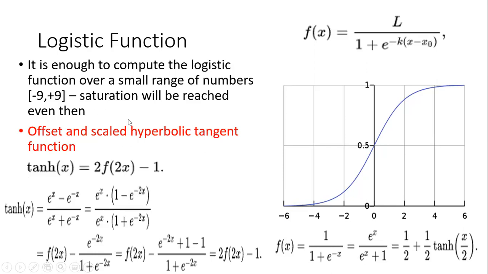Yeah, so this is what I told you. It is enough to compute the logistic function over a small range of numbers. You don't need to go towards the endpoints, and even then you will reach saturation. And that's what typically happens. So in your usual machine learning case where you are applying logistic regression, we are not talking about logistic regression right now. This is a logistic function. Okay.